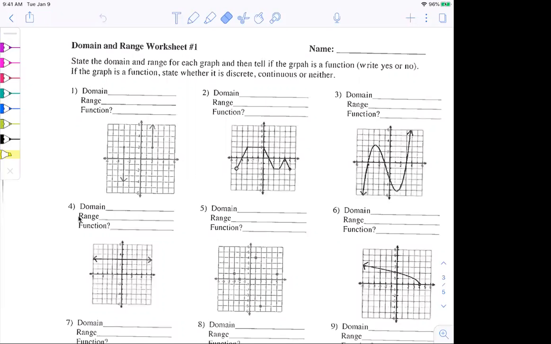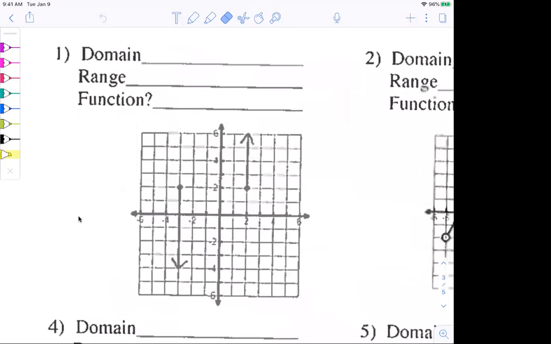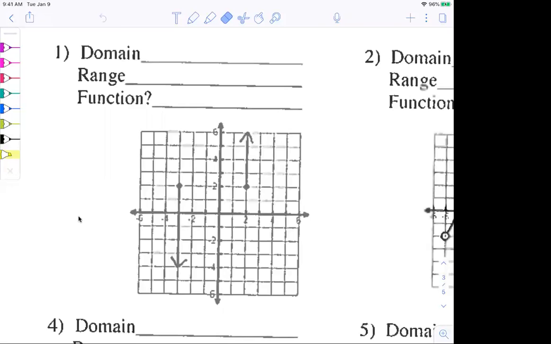So if we look at the first problem, number 1, I'll zoom in here. You see we have 2 lines. One line is vertical going down, the other line is vertical going up. So let's first talk, is this a function? Jordan, is this a function? No, it's not. Why not? Because it doesn't pass the vertical line test. Yeah, if they're vertical lines, they can't pass the vertical line test. Not possible, so it's not a function.